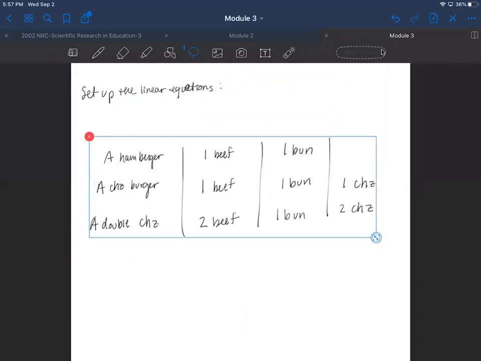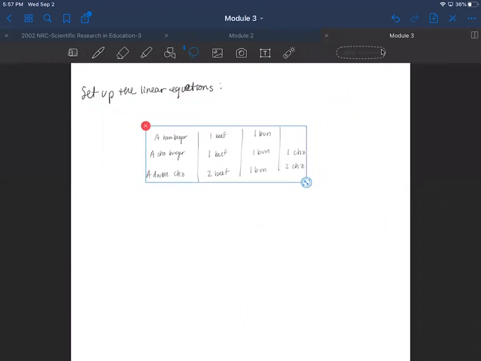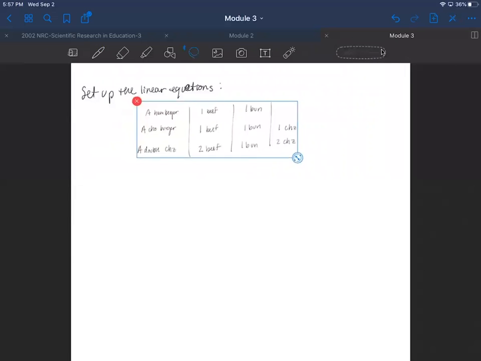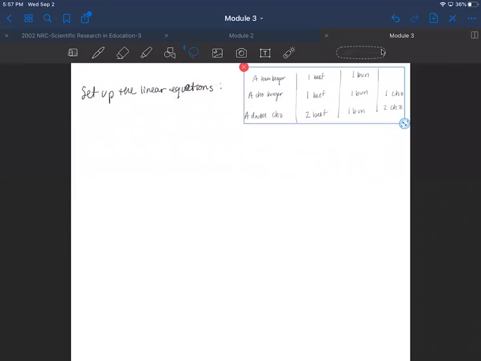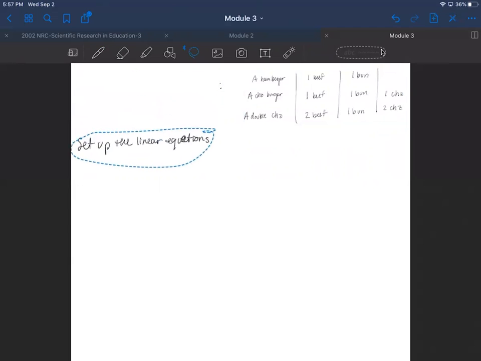Okay, see if we transfer it over. There we go. Okay, so I'm gonna leave this right here on the side, okay? So how are we setting this up?